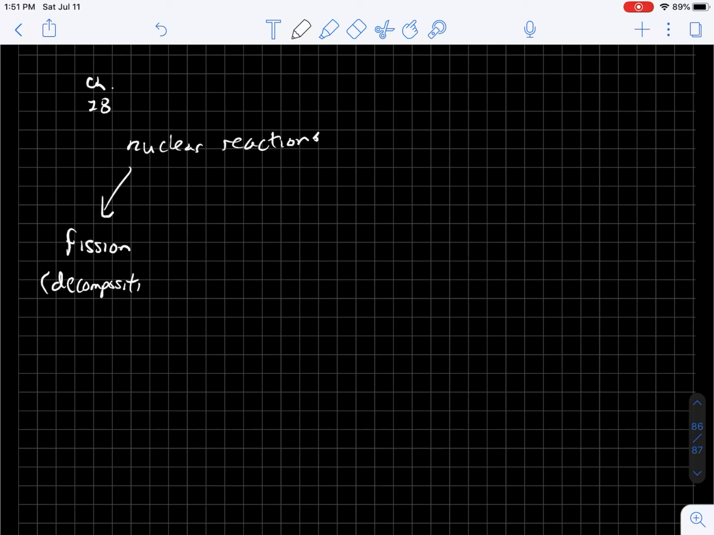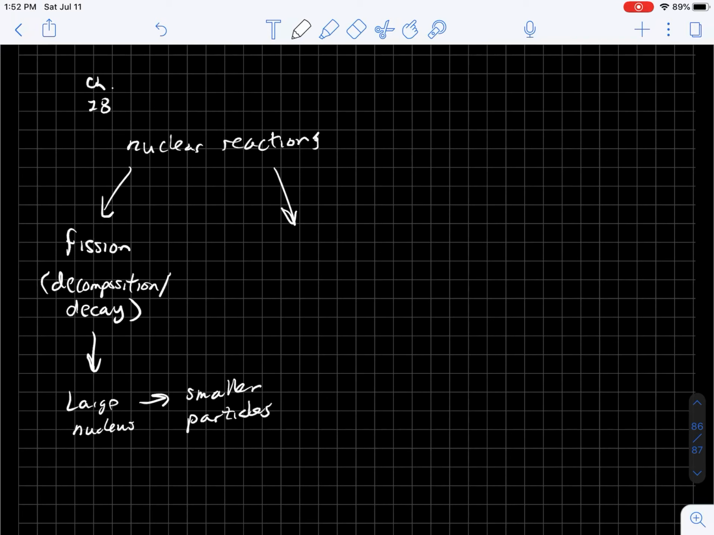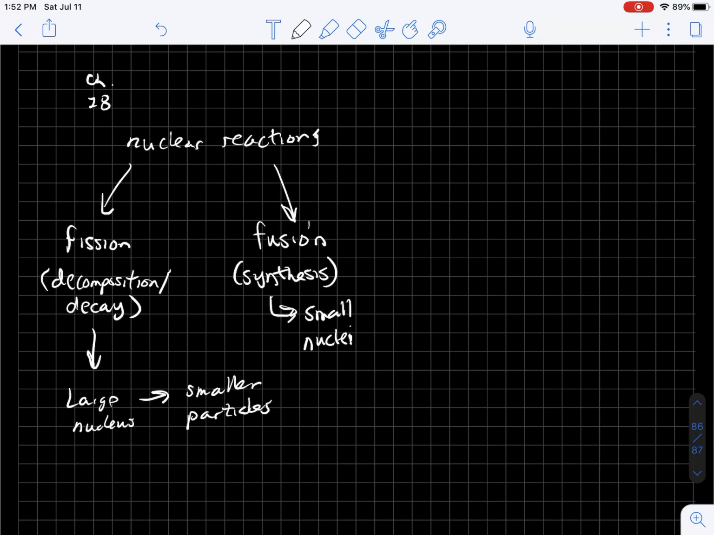There's something called fission. And fission behaves a lot like a decomposition reaction. In fact, they'll sometimes use the word decay in the problem. And in fission, what you're doing is you're taking a large nucleus and you're breaking it down into smaller particles. And we're going to use an example of that for balancing nuclear equations in just a moment. For fusion reactions, these are like synthesis. And they tend to be, although not always, they tend to be small nuclei.